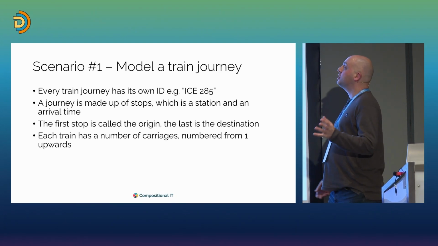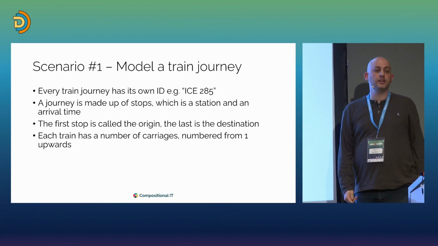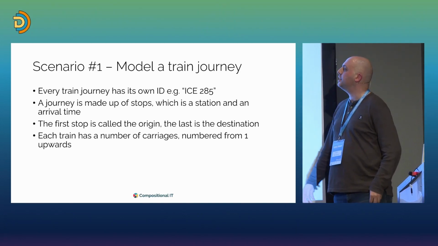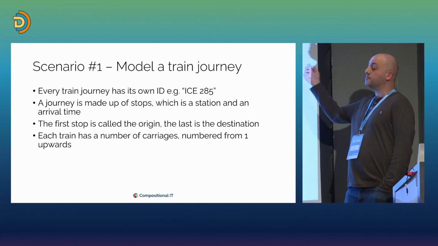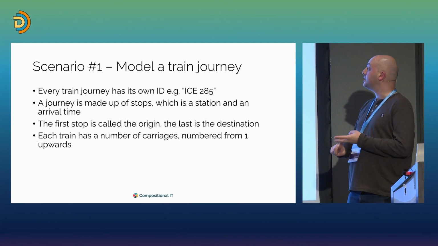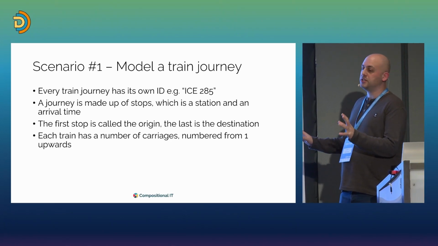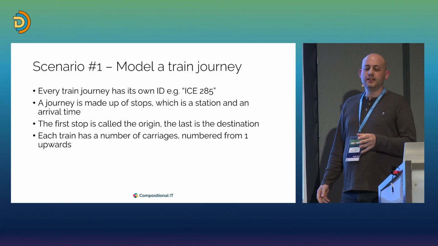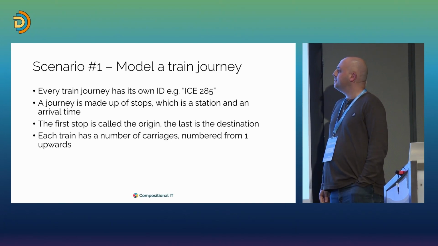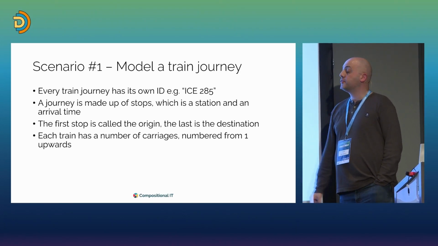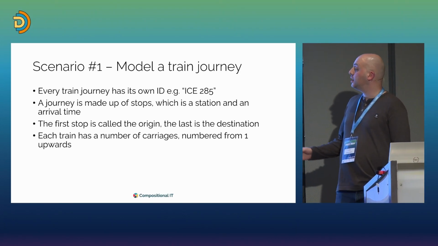F#. So I think I've got 5 or 6 scenarios here, where we start with something simple and then we add in different aspects or requirements. This is the first one I started with, which is every train journey has its own ID. So, ICE 285, whatever. And a journey is made up of stops. So you've got an origin and a destination, and you've got some stops in the middle. And hopefully the train comes at the arrival time. Let's pretend, all of us that live here, that always happens. And every train's got a number of carriages, starts at 1 and goes upwards. So fairly simple.